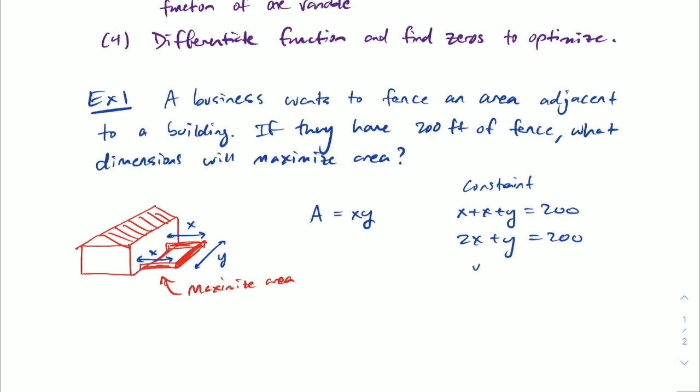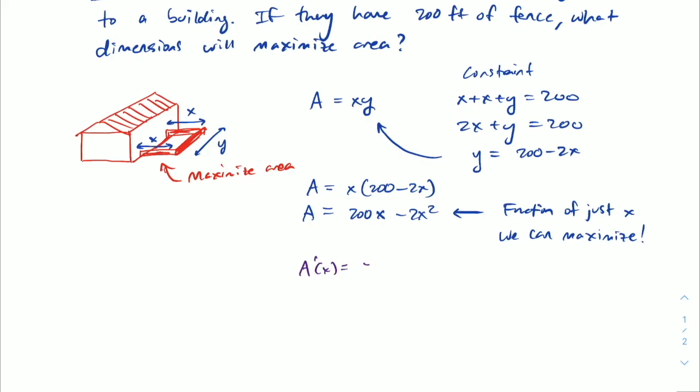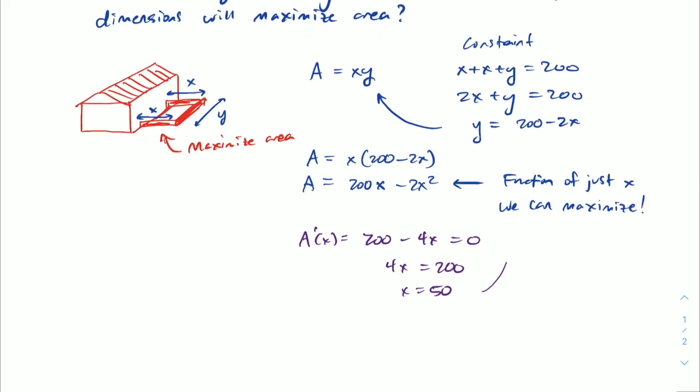So what we'll do is solve for y by subtracting 2x from both sides. Then we'll put that into our area formula, and we'll get x times 200 minus 2x, or 200x minus 2x squared. Now this is a function of just x, and we can maximize this using the derivative. We'll take the derivative of this function. We'll get 200 minus 4x, set it equal to 0. We'll get 4x equals 200, or x equals 50. If x is 50, then y is 200 minus 2 times 50, which is 200 minus 100, which is 100. So y is 100, and x is 50.